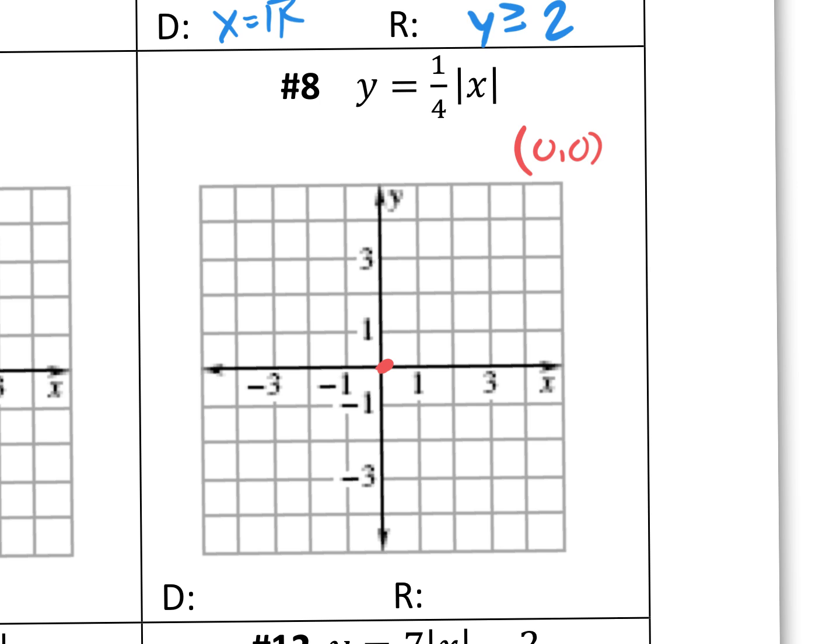And from that point, I go up 1 over 4. Check that out. Up 1 over 4, way over here. And up 1 over 4 in the other direction. And look at that. That's ugly. That is a huge, really wide V. Obviously, the closer it gets to zero, the closer it gets to a totally flat line. Do you get it? I hope so.